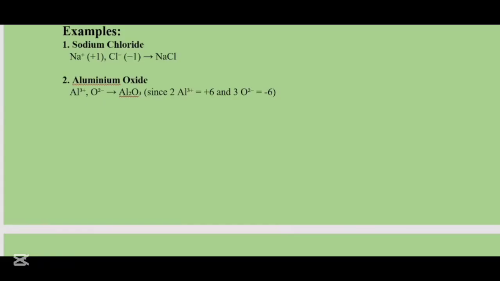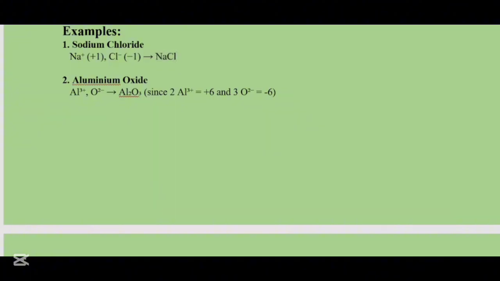Now these are some examples. As you can see, we have sodium chloride. So Na+ means that it is donating 1 electron. Chlorine minus means that it will take 1 electron. So they both will cancel each other out and the resultant will be NaCl.